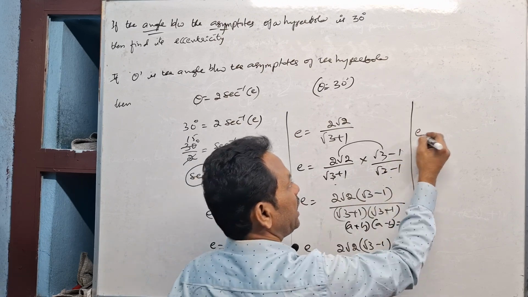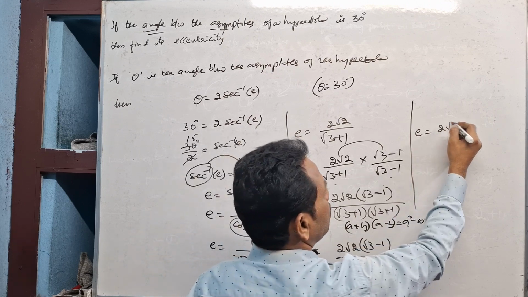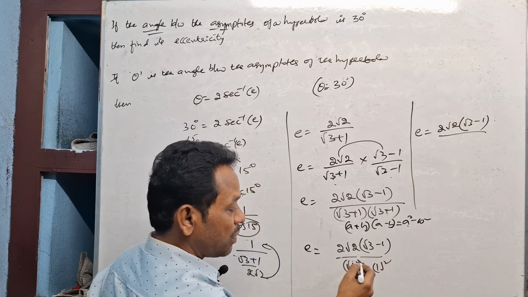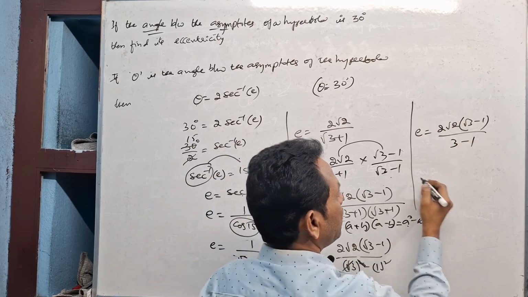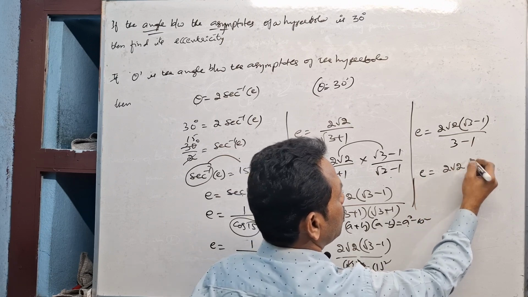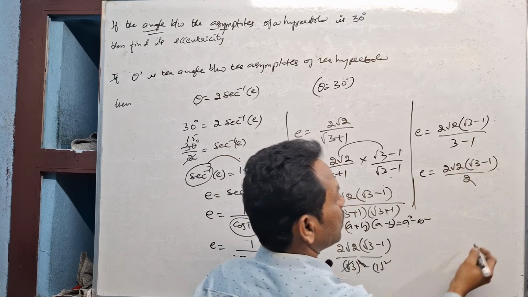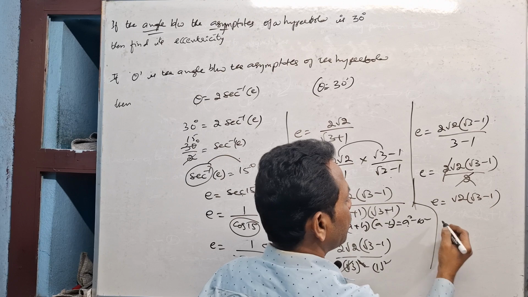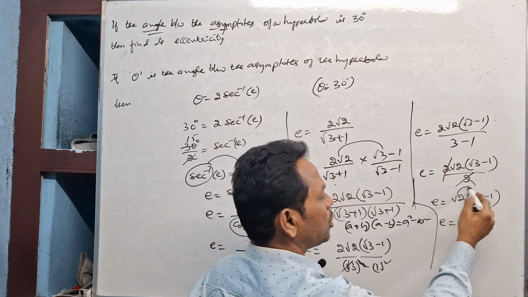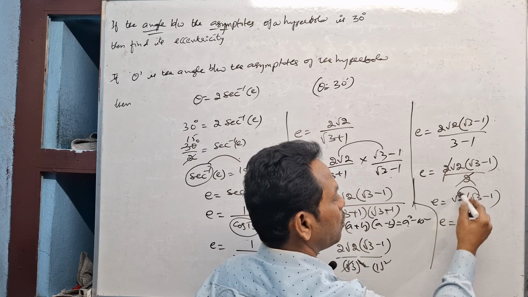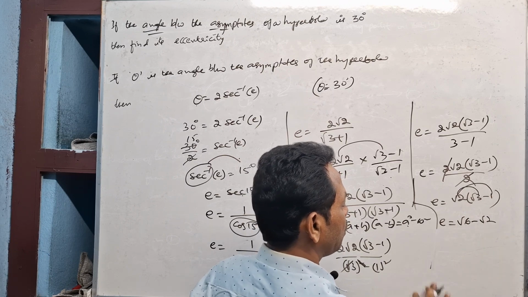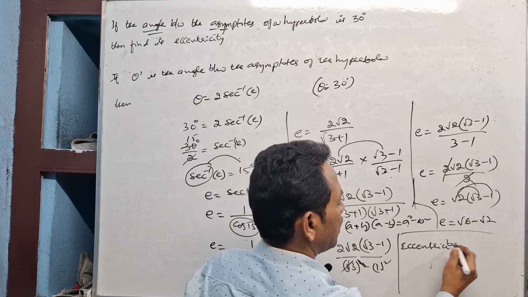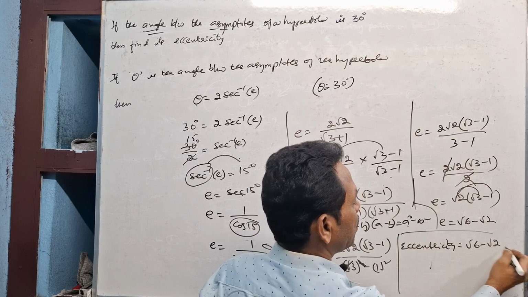Let me simplify. E equal to 2 root 2 into root 3 minus 1 by root 3 whole square is 3, as the square and root get cancelled. We get 3 minus 1. So E equal to 2 root 2 into root 3 minus 1 by 2. So 2 we can cancel. So we have here root 2 into root 3 minus 1. So E equal to, open the bracket, root 2 into root 3 is root 6. Root 2 into minus 1 is minus root 2. Therefore, eccentricity equal to root 6 minus root 2.